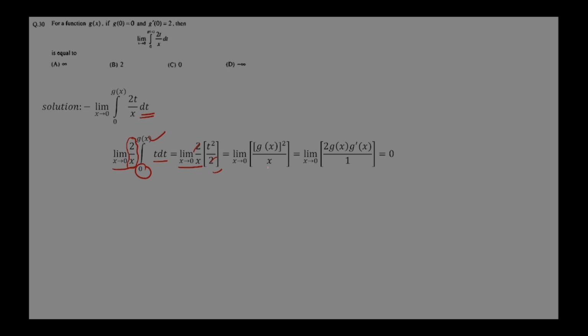Now taking x inside, limit x equal to 0. If I put 0 here and 0 here, this will become a 0 by 0 form. So applying L'Hospital rule, we get 2 g(x) times the differentiation of g(x), which is g dash x, upon x, whose differentiation is 1. So again putting all the values we will get 0. So the answer is 0. Okay, very simple.